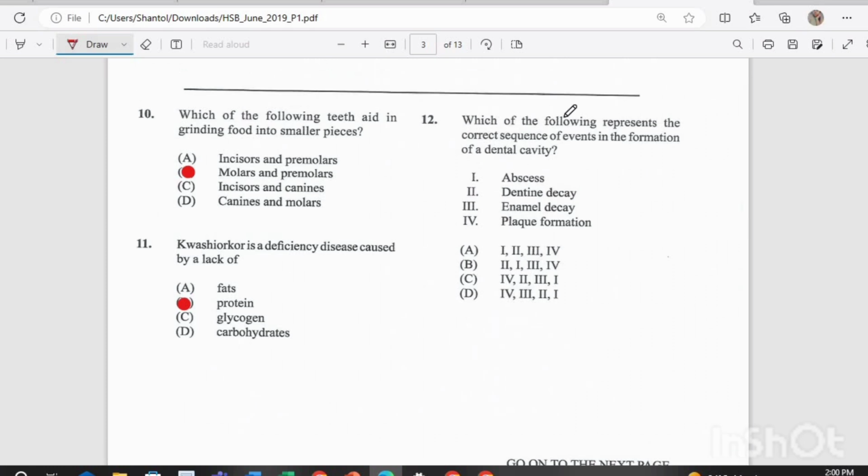Question 12. Which of the following represents the correct sequence of events in the formation of a dental cavity? The options are abscess, dentine decay, enamel decay, and plaque formation. So what's the correct order these events would occur in the sequence of forming a dental cavity? The answer is D. We have plaque formation, then enamel decay, then dentine decay, then abscess. So the answer there is D.